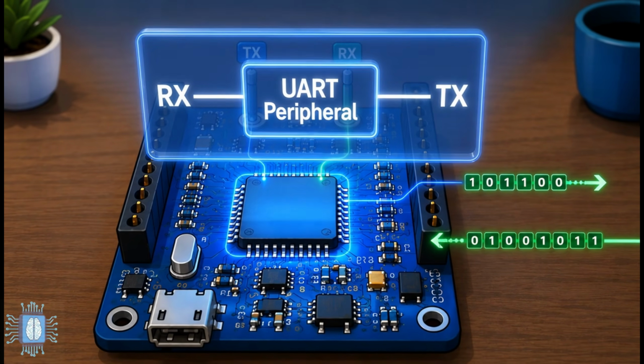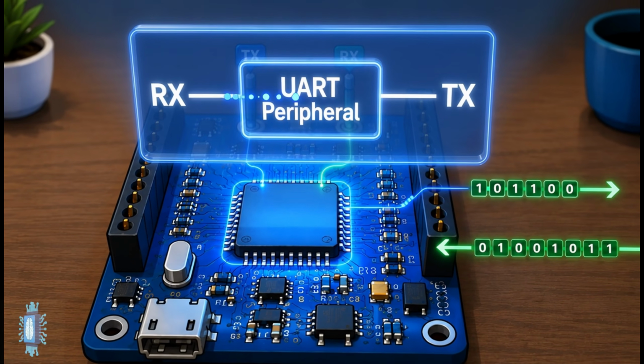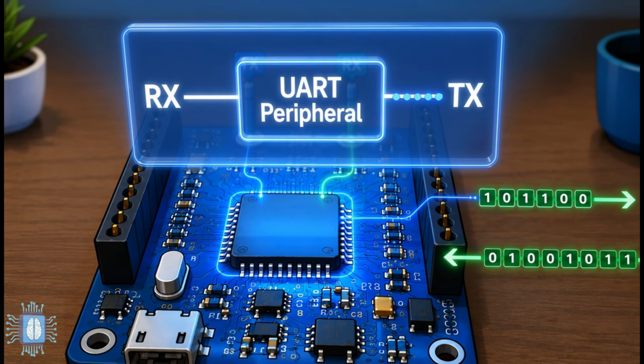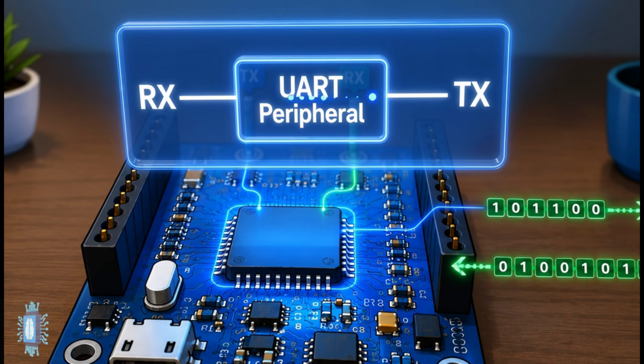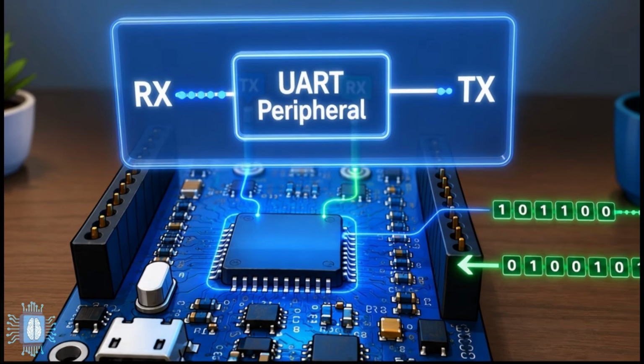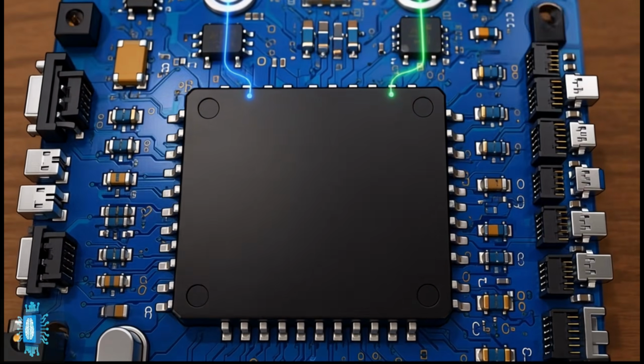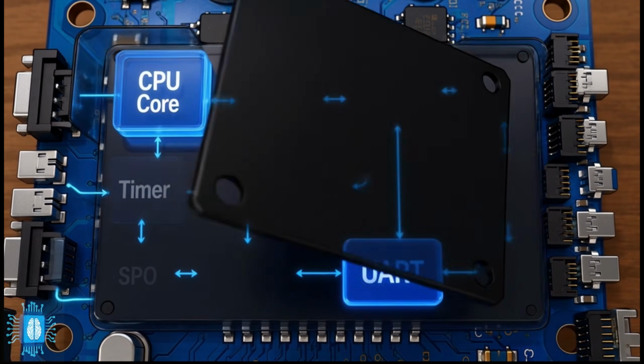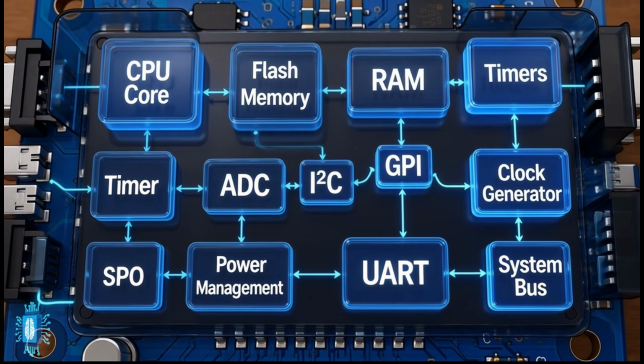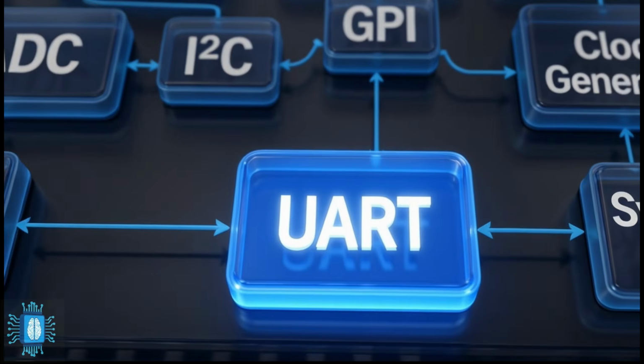UART is one of the most fundamental communication protocols. Its job is to generate a serial bit stream using the configured baud rate and timing. If we could remove the chip's package, we would see that the UART is simply one of the many peripherals integrated into the silicon die.